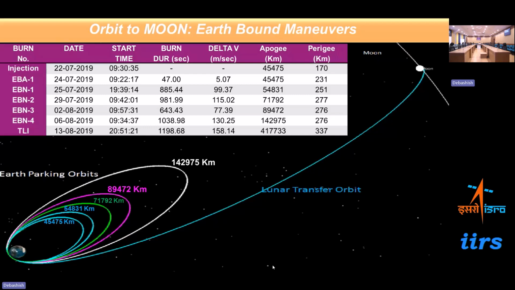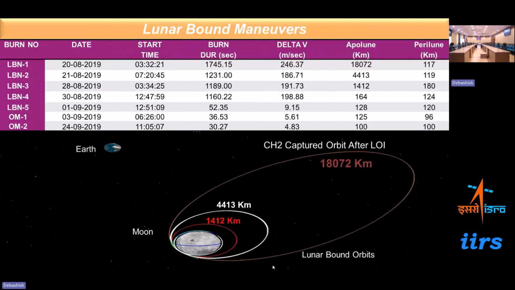Both of them should coincide together. So this is what the mission planning does, to capture the moon closely. Now, when we are very close to the moon, we have to do another type of maneuver. We call it LOI, or the lunar orbit insertion.